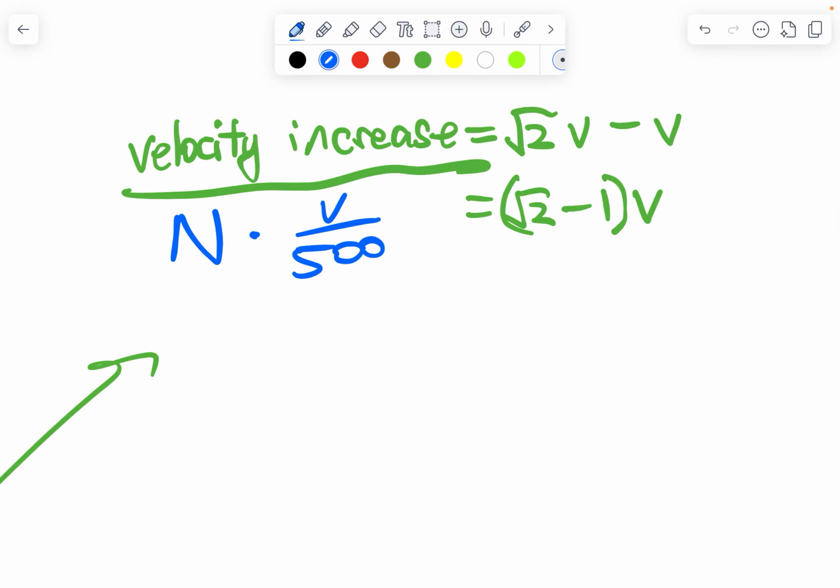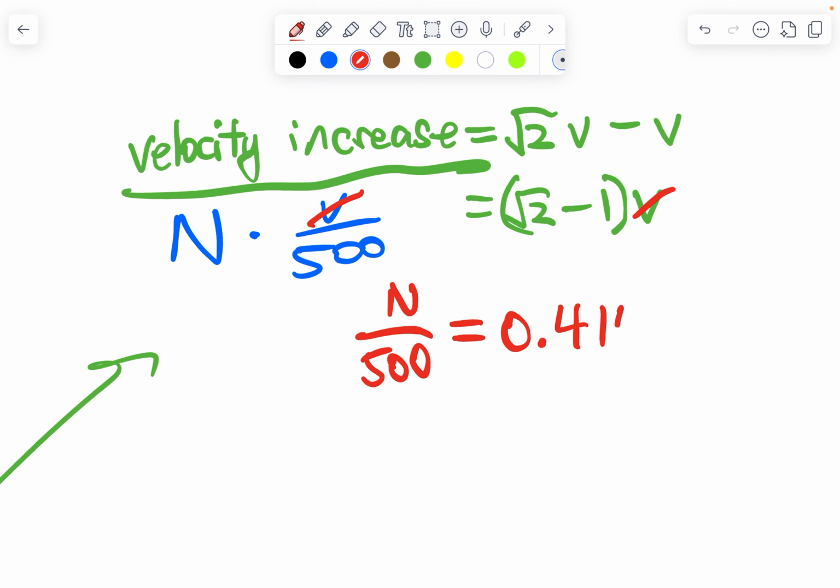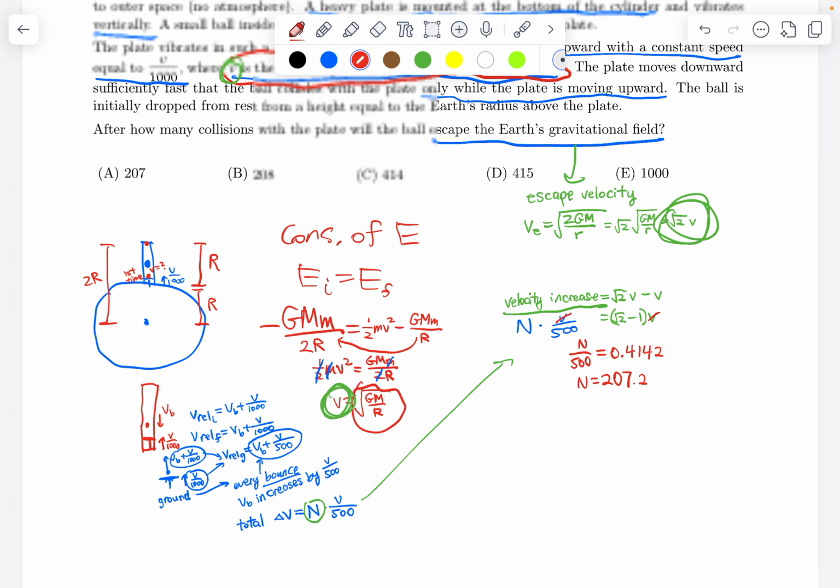And so we notice that V cancels out. Square root 2 is 1.414 approximately. So N over 500 is equal to 0.414. And we solve that N is equal to 500 times 0.414. Okay, but if you want it more accurately, square root of 2 is actually equal to 1.4142. So you get something like 207.2.